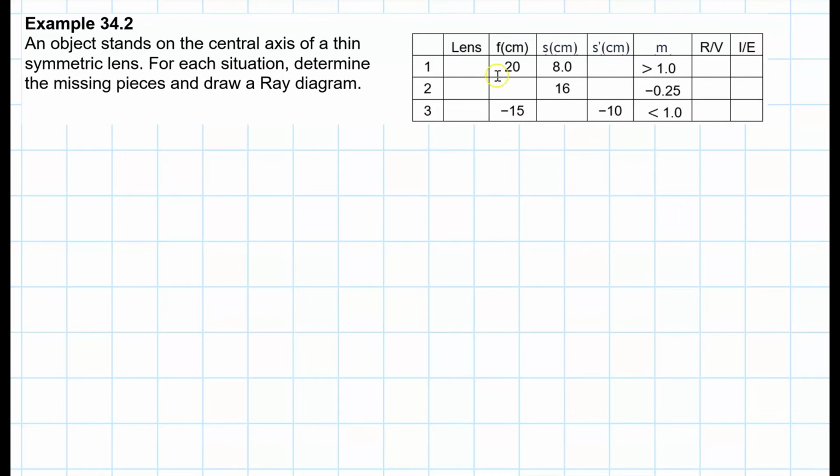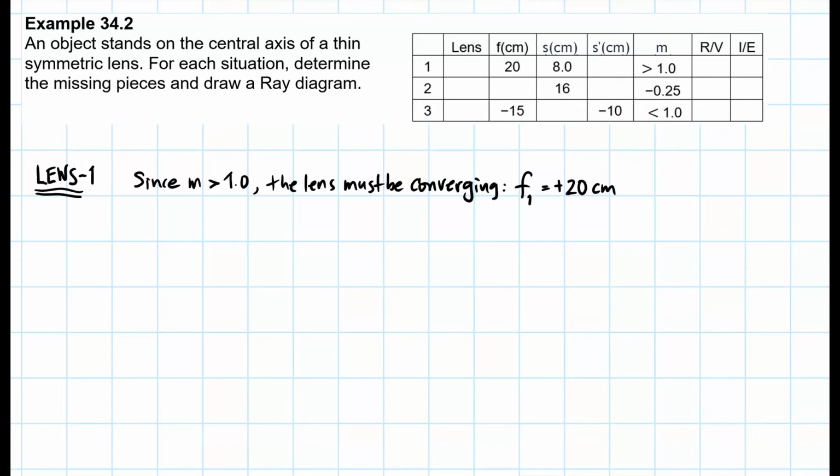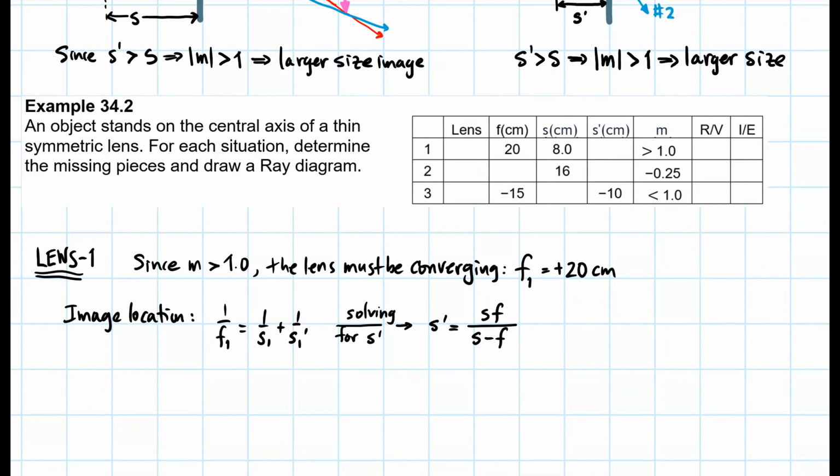So let's start with lens number 1. The magnification is greater than 1. The only way you can have a magnification greater than 1 is if the lens is converging. So focal length f1 is equal to plus 20 centimeters. Now, to determine the image location, I use the thin lens equation. Solving for s prime is going to equal sf divided by the quantity s minus f. Substituting in the numerical values, I get an image location of minus 13 centimeters.